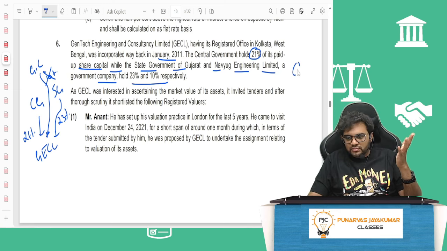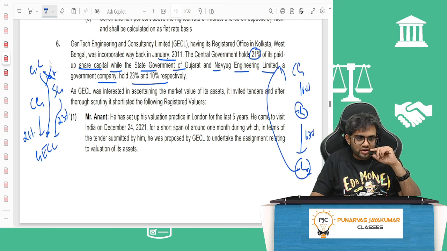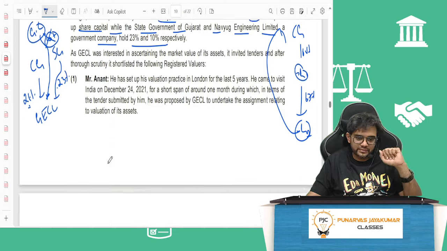So if the central government held 60% in G1, and G1 held 67% in G2, then G2 is also a government company because it is a subsidiary of a government company. But a government company just holding 10% will not be considered at all. So basically 44% is the shareholding. Is GECL a government company? No. It will be called a government controlled company, but it's not a government company.